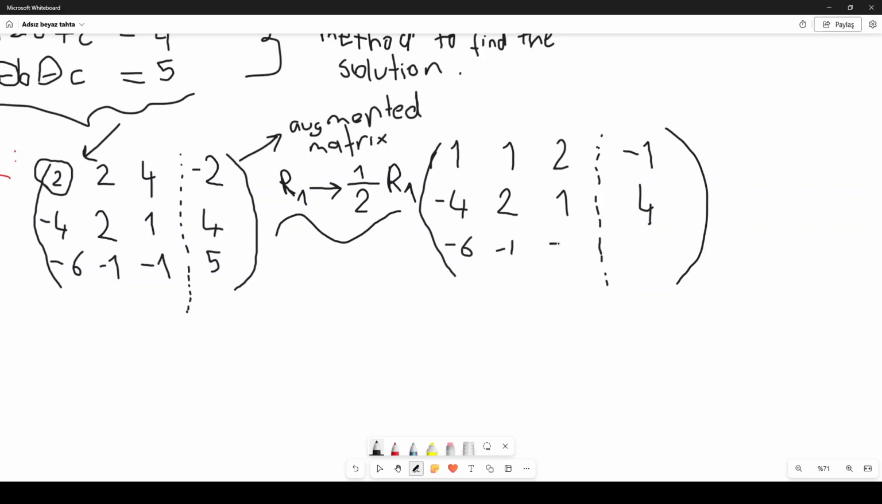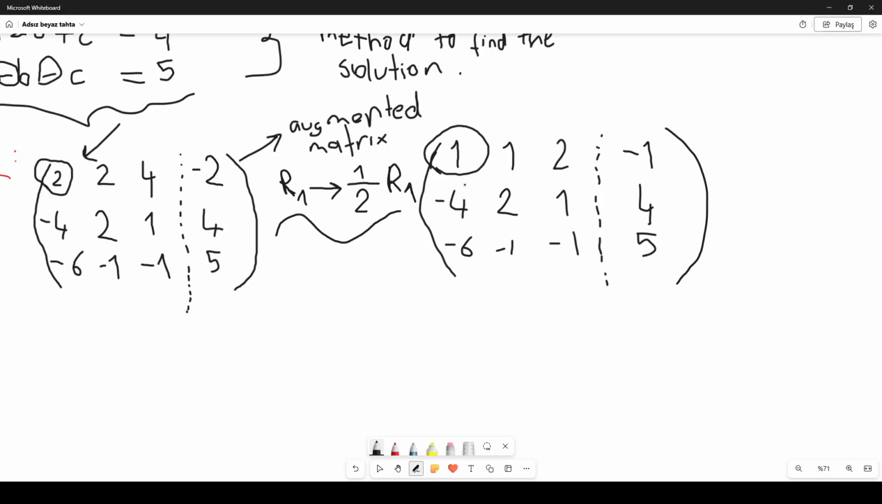-1, -1, 5. Okay, I took the very first step by turning the leading entry in the first row into value 1. It was 2 in the beginning, but now it is 1. Okay, now let's jump into the other steps. So what should I do?